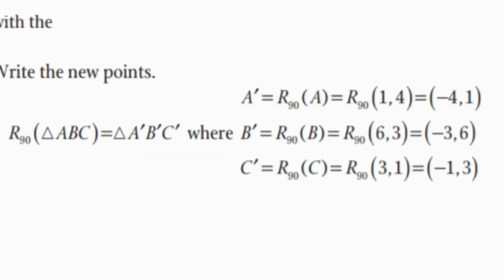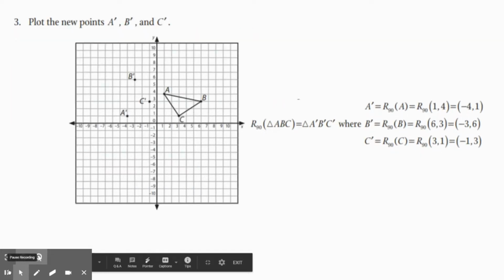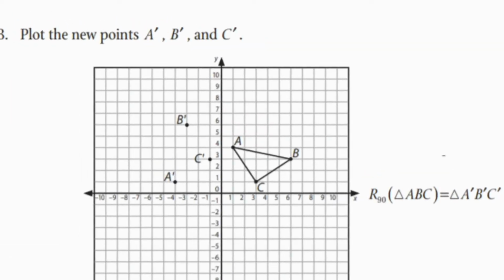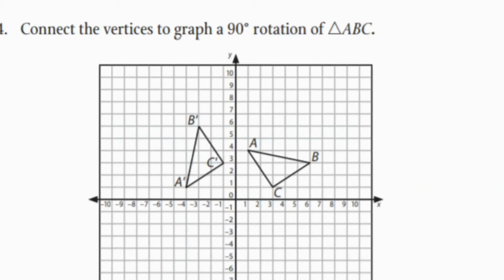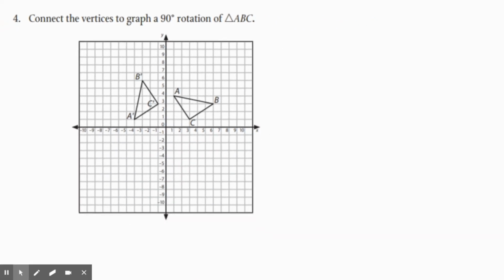Or you could use the formula on the cheat sheet, in which case you just transform each of the points as I've shown to the right. Then you want to graph your brand new points A prime, B prime, C prime, followed by connecting each of those line segments. And now you've just successfully rotated triangle ABC in a positive 90-degree rotation about the origin.